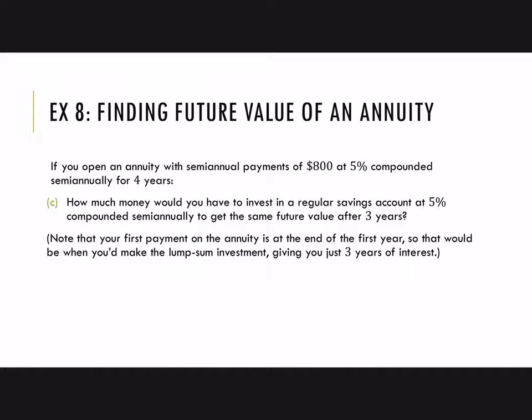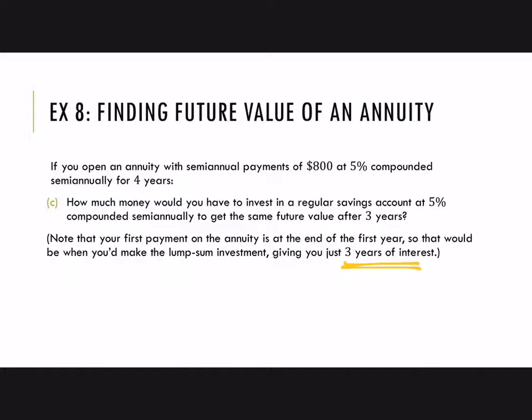If you open an annuity, same problem here: semi-annual payments, $800, 5% compounded semi-annually for 4 years. How much money would you have to invest in a regular savings account at 5% semi-annually to get the same future value after 3 years? Note that your first payment on the annuity is at the end of the first year, so that would be when you make the lump sum investment, giving you just 3 years of interest.